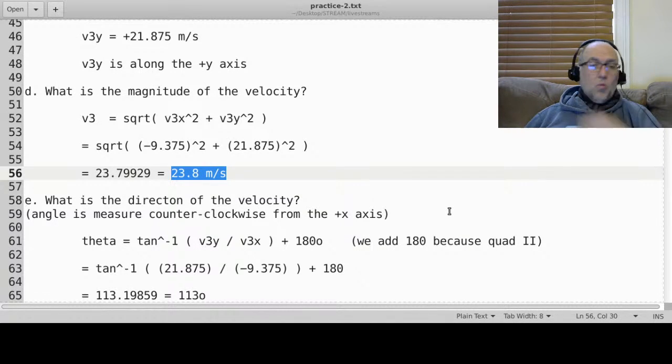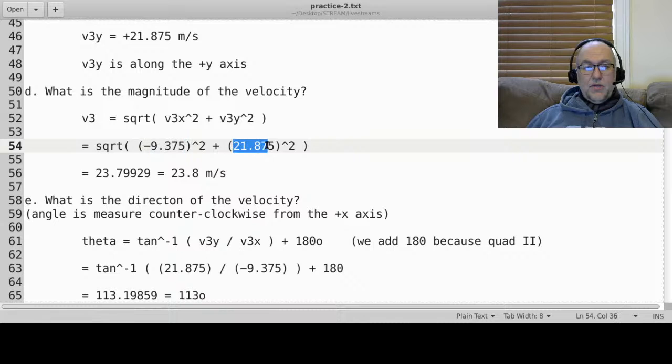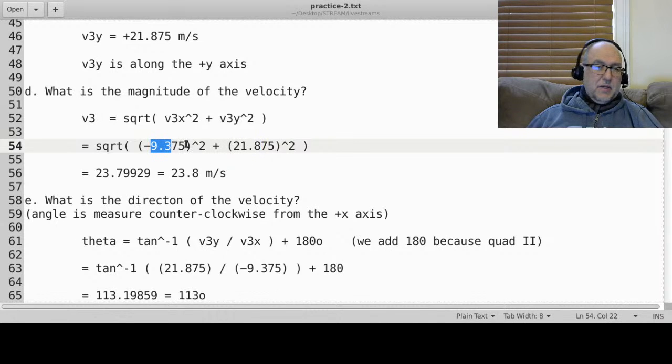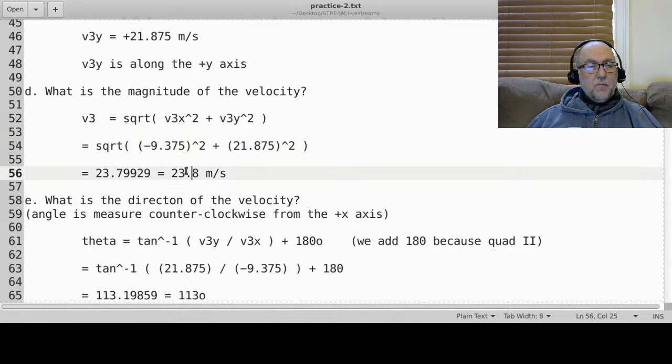One little check here is that the magnitude, whatever it turns out to be, has to be bigger than either the x or the y component. And yes, 23.8 is bigger than the 21, and it's bigger than the 9. So there you go, there's the magnitude.